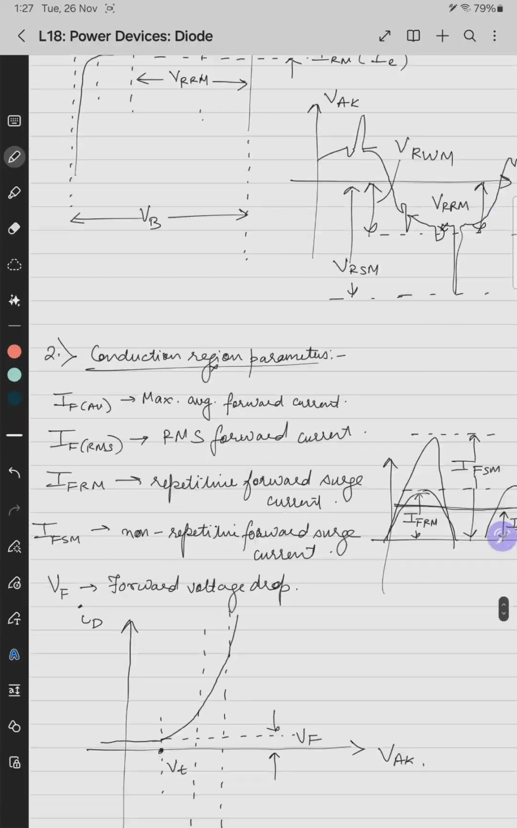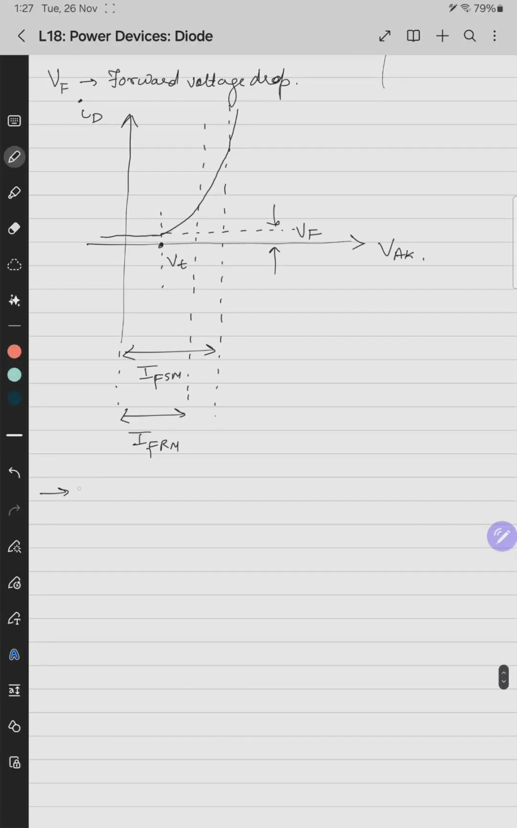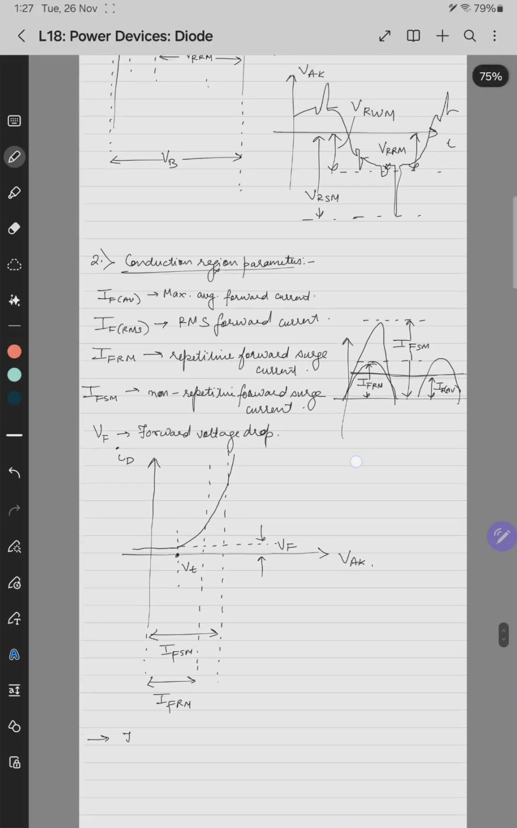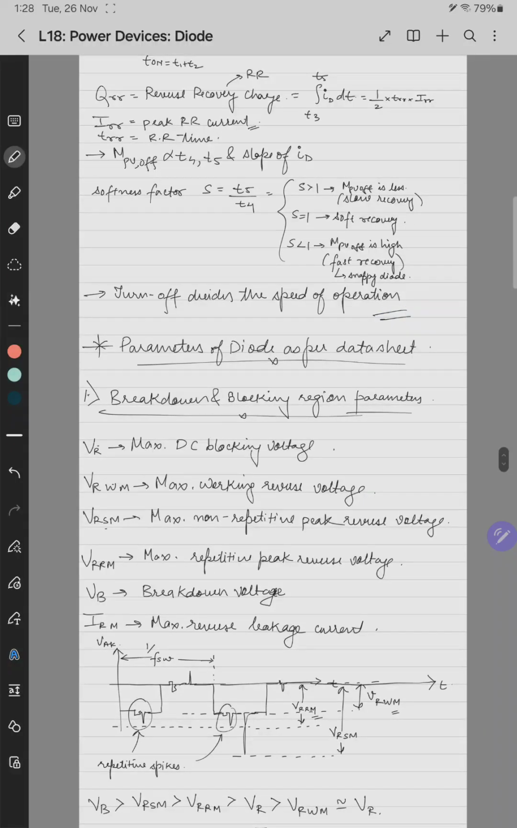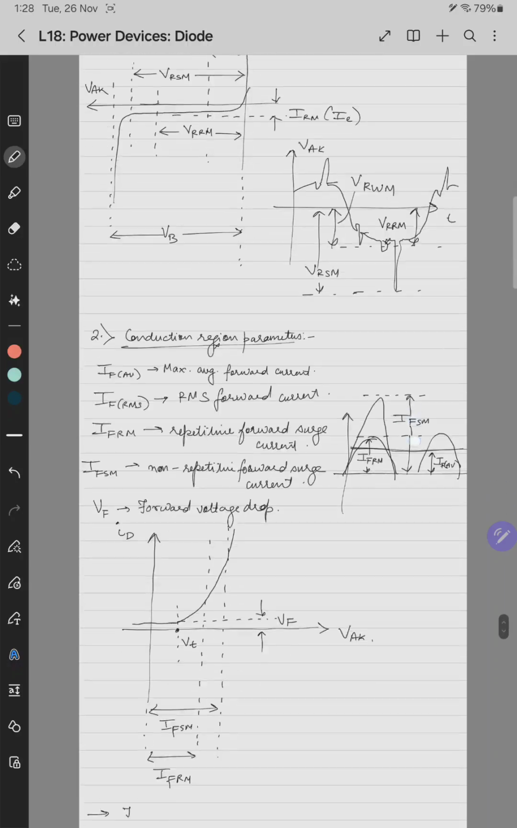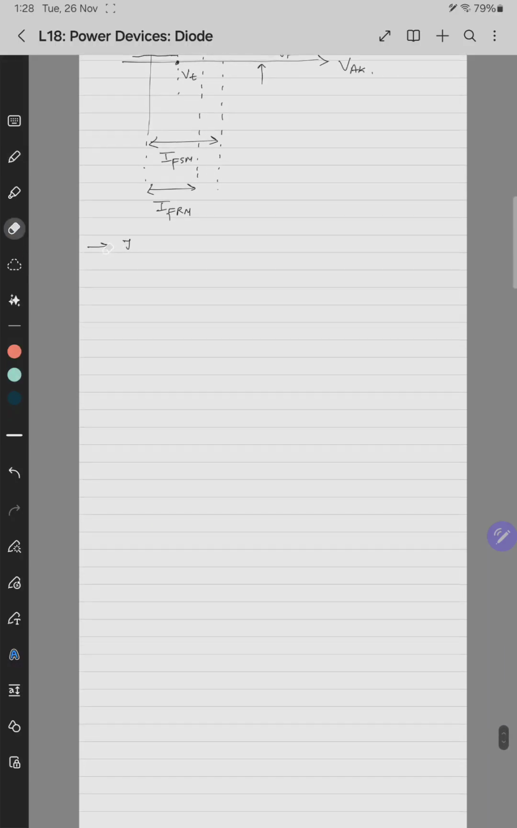So one important thing that we observed in the diode is that the t turn off decides the speed of operation. Here the turn off defines the speed of operation, means it decides the switching frequency of operation. What? Turn off. So turn off is more important than turn on. So Fs is limited by turn off.